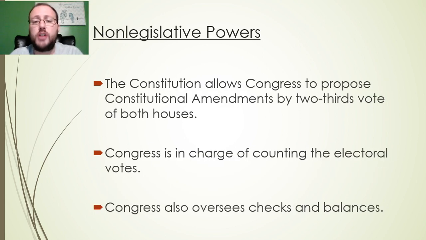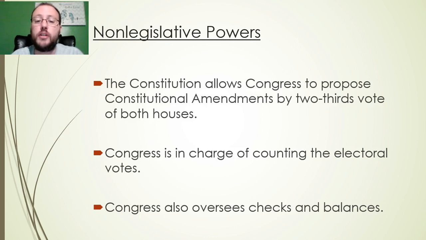Non-legislative powers. The Constitution allows Congress to propose constitutional amendments by a 2/3 vote of both houses. We talked about the U.S. Constitution. Remember, there's a process called the amendments. There's 27 in all. The first 10 is the Bill of Rights. By doing this, they can propose constitutional amendments as long as they have 2/3 of both houses, being the House of Representatives and the Senate. That means they got to have 2/3 of the group. That means they get both Democrats and Republicans. It's not just a partisan thing.